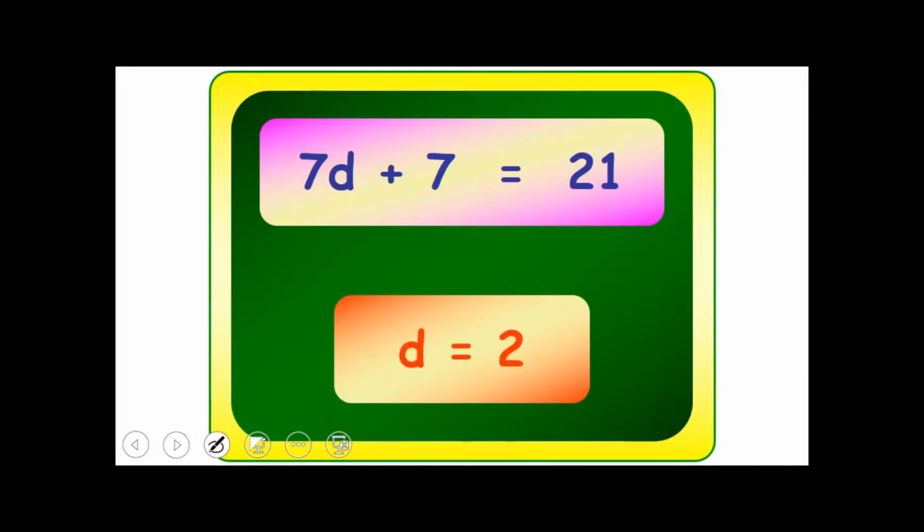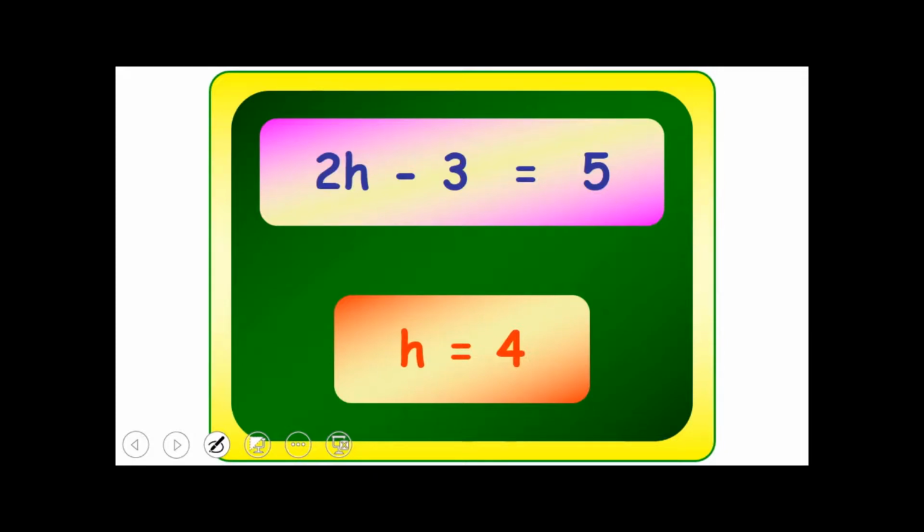Your answer should have been d equals 2. Just one more question up there, and can you press pause now, please? And your answer should have been h equals 4.